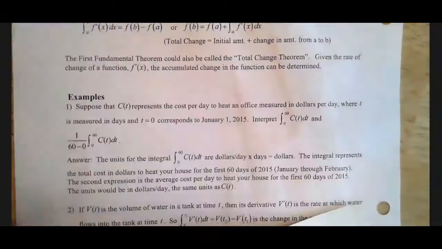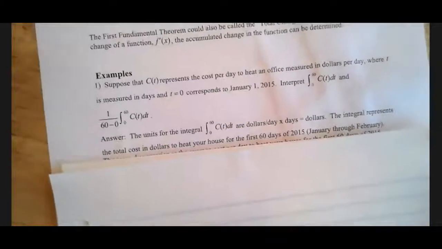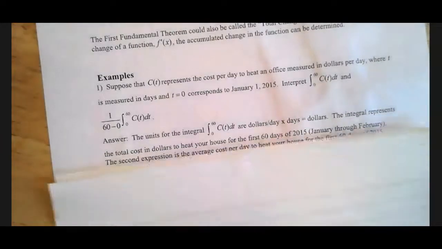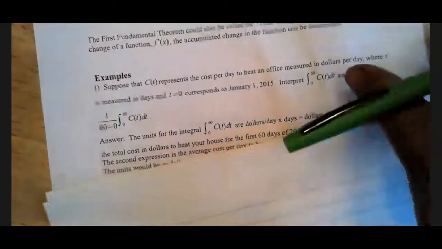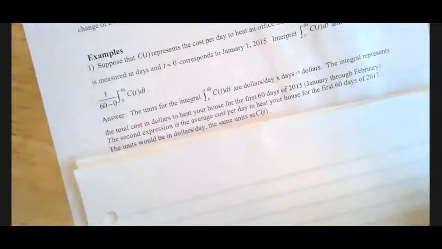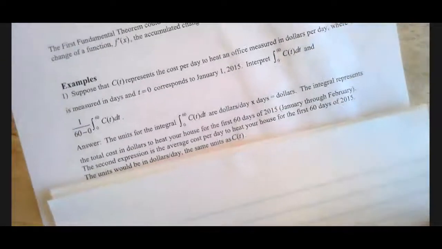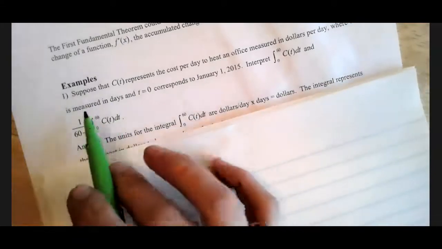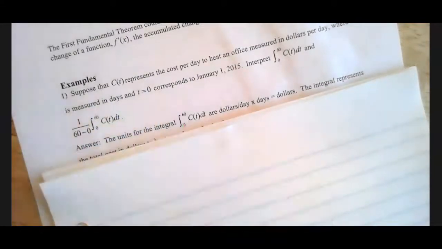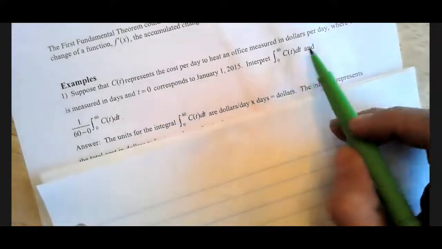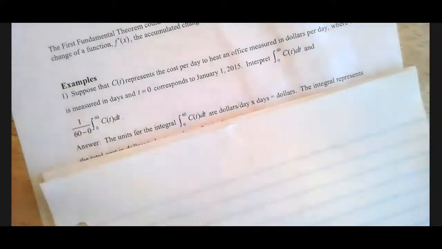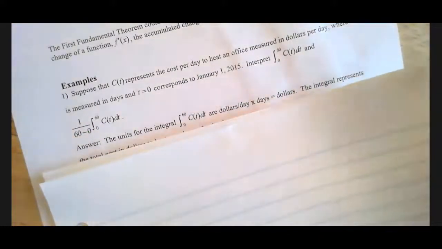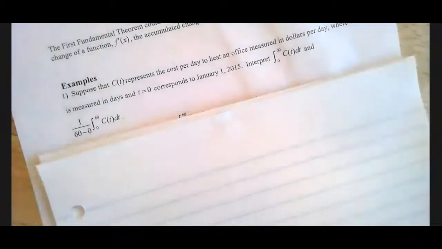So example 1 sort of walks us through everything we need to walk through, but it says, suppose that C of t represents the cost per day to heat an office measured in dollars per day, where t is measured in days, and t of 0 corresponds to January 1st of 2015. If the integral from 0 to 60 of C of t dt and 1 over 60 times that integral are given, we want to interpret what that means.